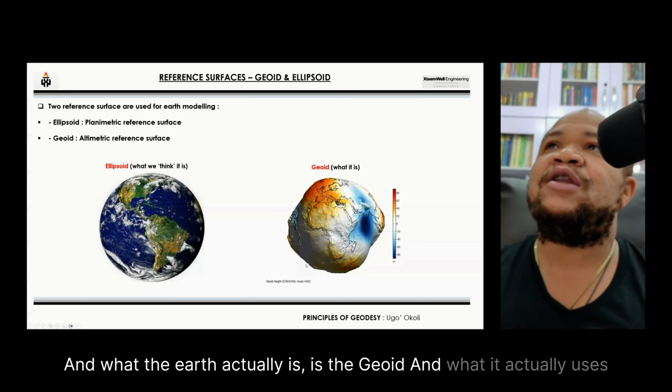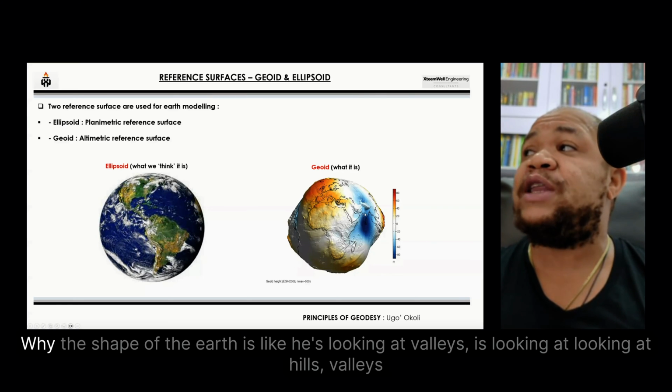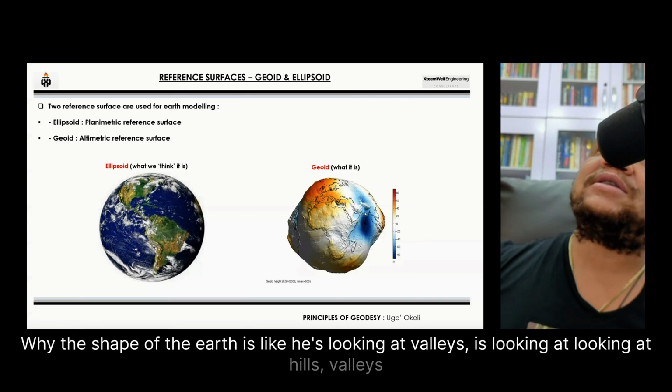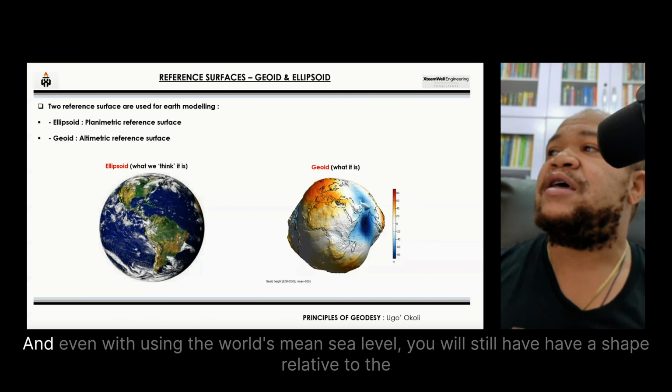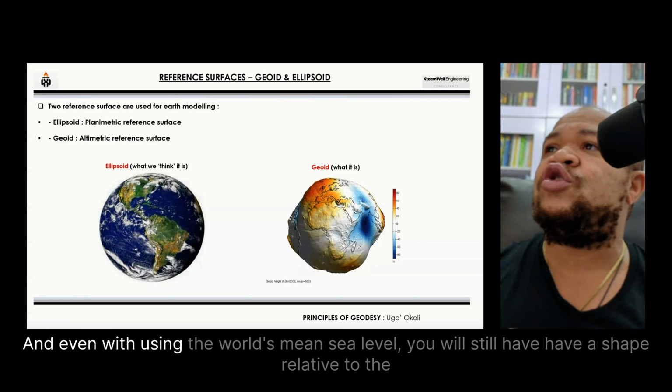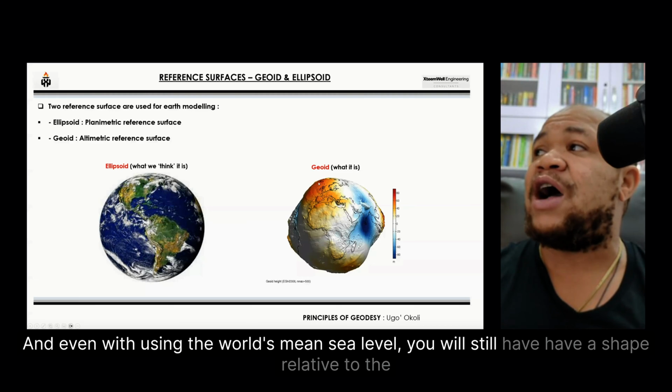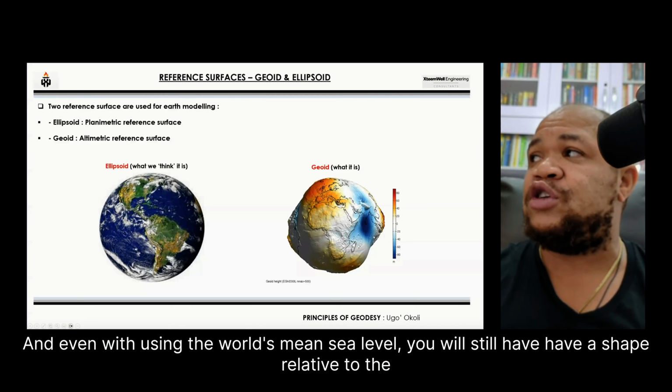And why the shape of the Earth is like this is because of looking at hills, valleys, and even when using the world's mean sea level, you will still have a shape relative to the geoid.